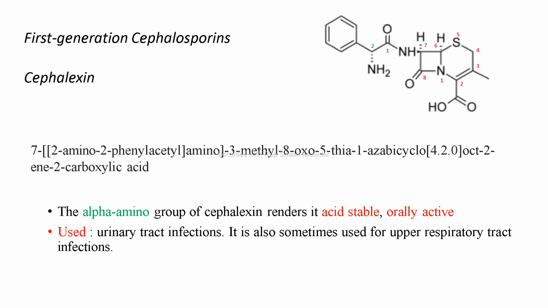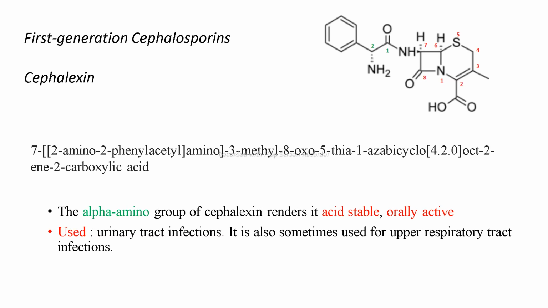So, first generation cephalosporin. Now we will check out the drugs of the cephalosporin. So this is all about the SAR and the introduction of the cephalosporin. Now we will go towards the agents. These cephalosporins are further classified into 3 to 4 classes: first generation, second generation, third generation and the fourth generation cephalosporins.